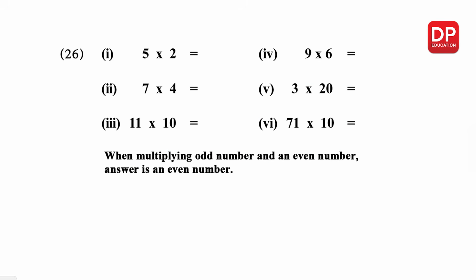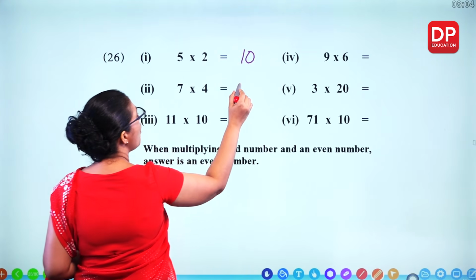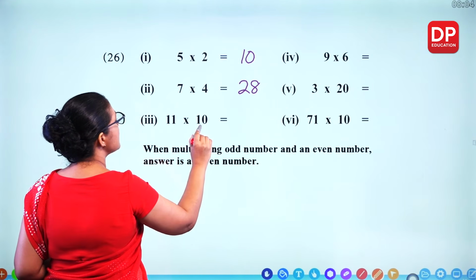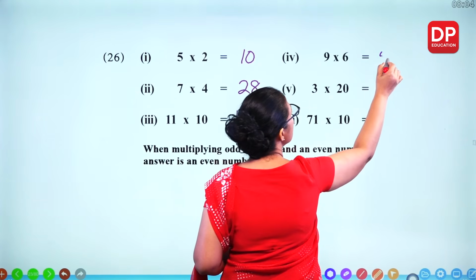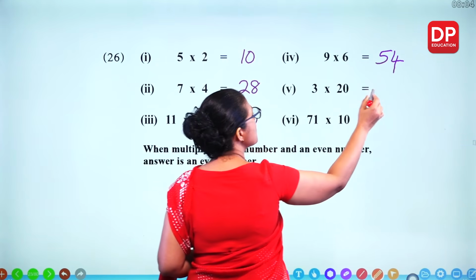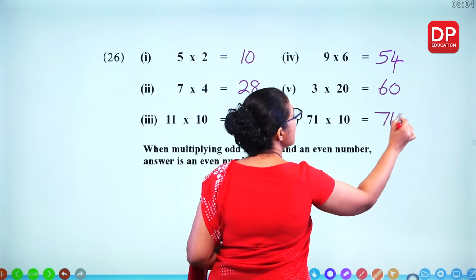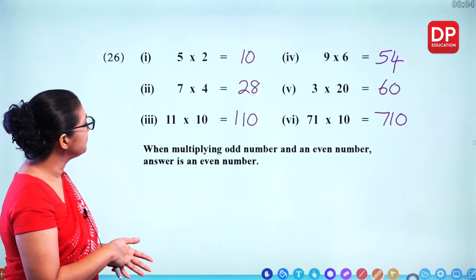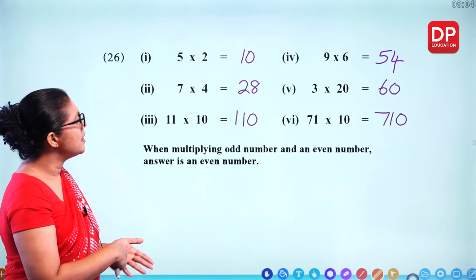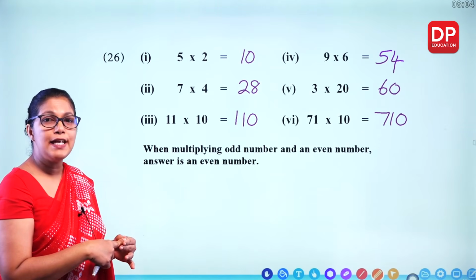Now, odd number with an even number multiplication. 5 times 2, 10. 7 times 4, 28. 11 times 10, 110. 9 times 6, 54. 3 times 20, 60. And 71 times 10, 710. Now what happens? When you multiply one odd number and one even number, answer is always an even number.